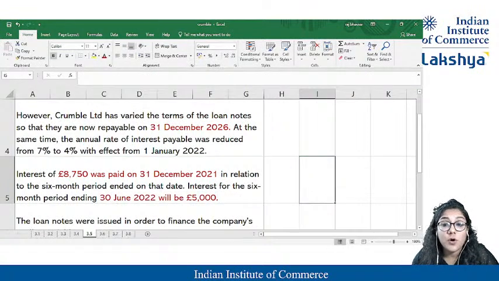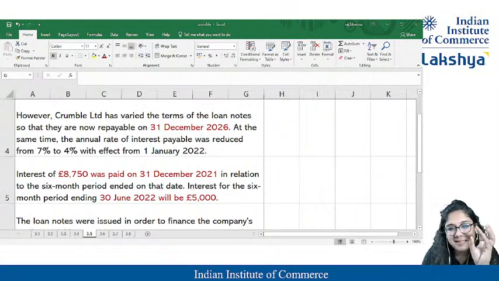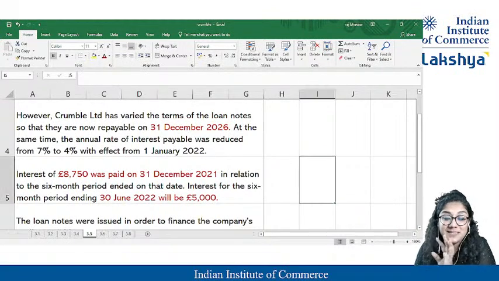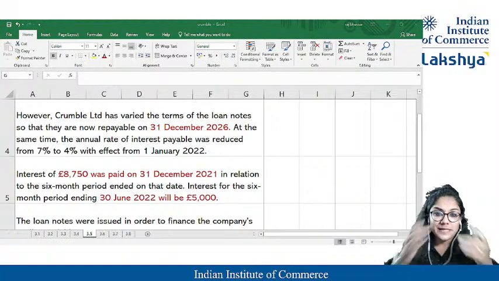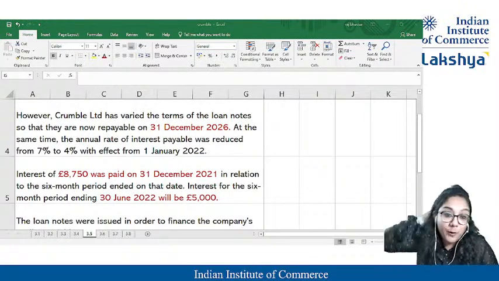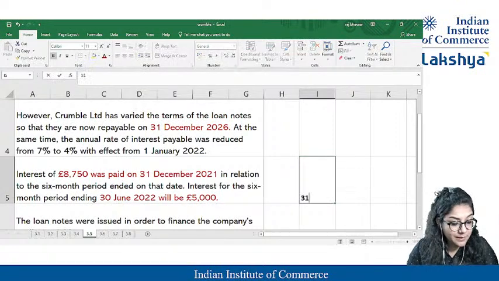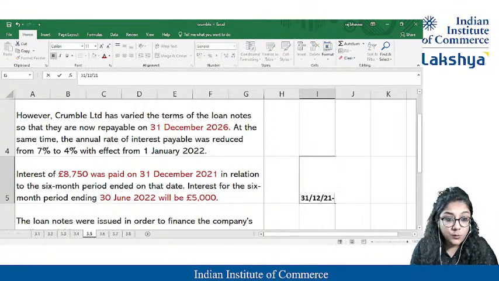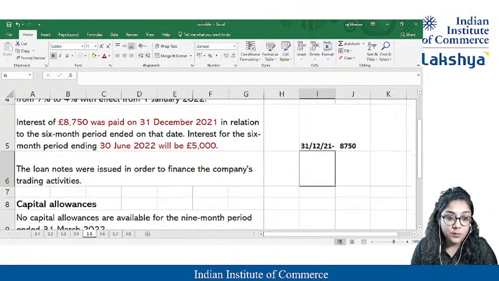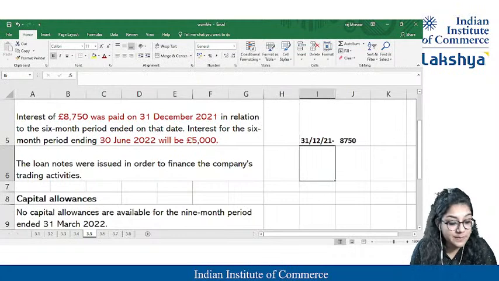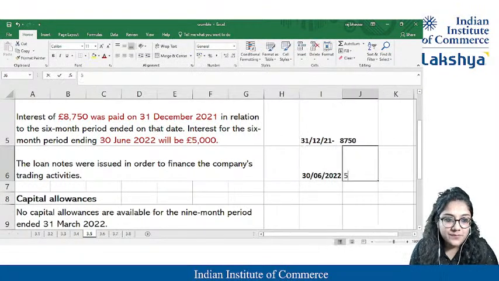When we are booking the concept, guys, this is where the question is. Just this much question was there. It was not so big a note required, but just imagine I book an expenditure for how many months on my accrual basis, right? Till 31st December 21, you already paid an interest of 8750. But till 30 June 22, further expenditure is 5000.